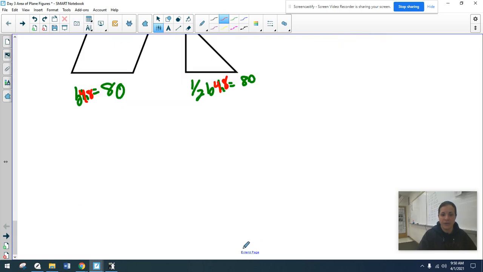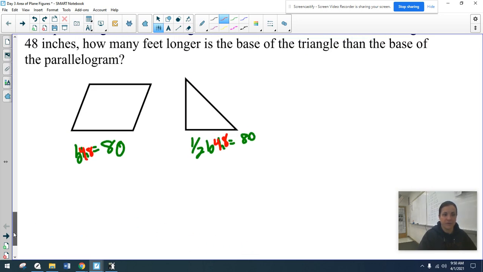So I want to figure out what my bases are for both of them. So to do that, I could take half of 48 and get 24. And then I'm going to do 80 divided by 24. And that's going to give me 3.3 repeating. And then over here, half of 48 is going to give me the 24, and I'm going to divide, wait a minute, that's a B. So I'm going to divide 80 by 48, and that's going to give me about 1.7.